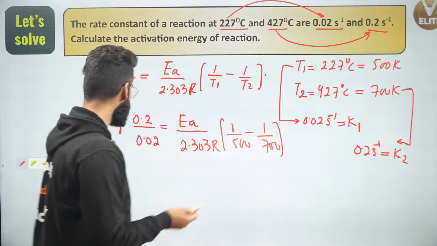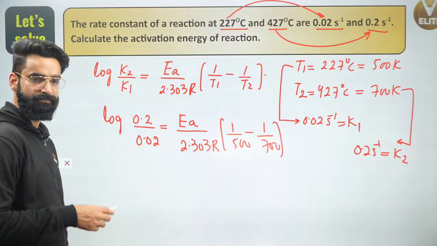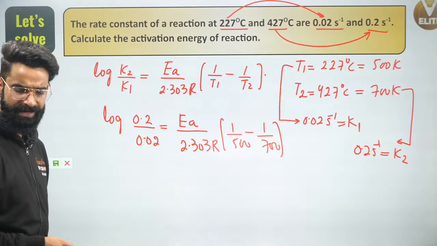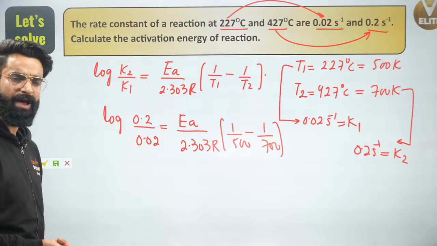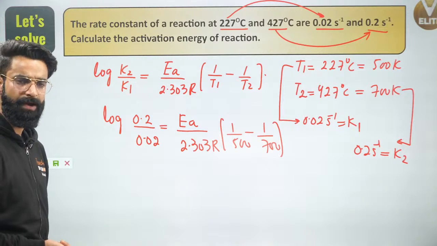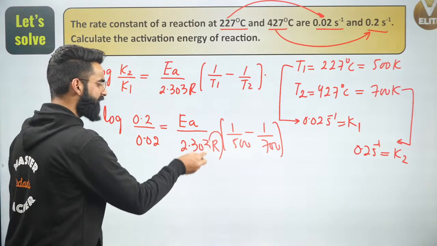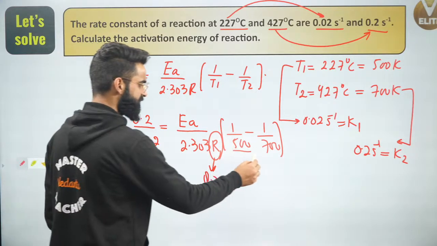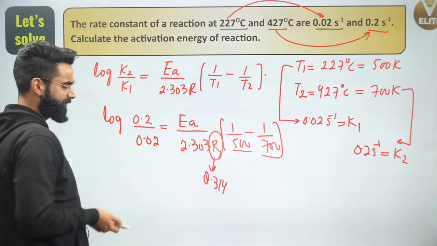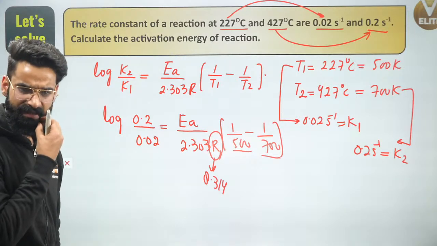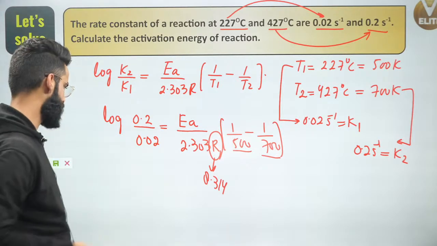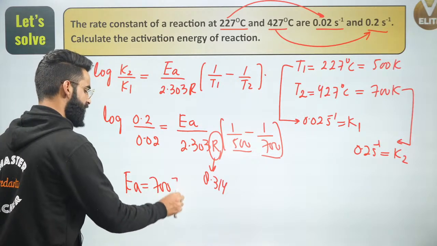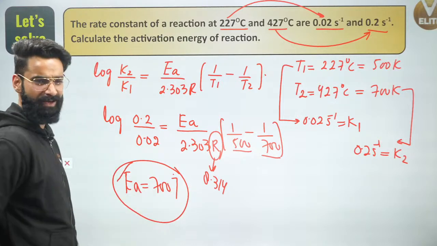People, can't we solve this one out? Everything you have. You need to put the value of R right here as 8.314. This term is given. Just you need to do a bit of mathematics. That's it. So Karthik is saying it's coming as 700 joules. All right. EA, activation energy from here, is coming as 700 joules. You just need to do a little bit of calculation.